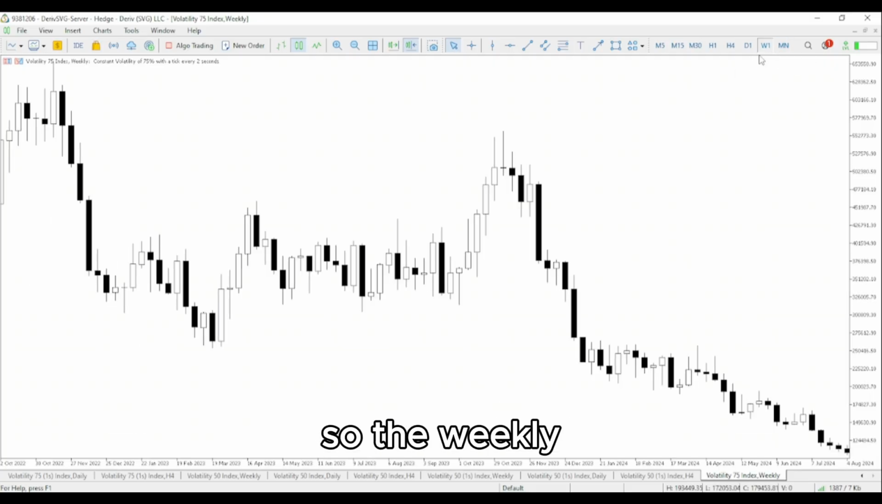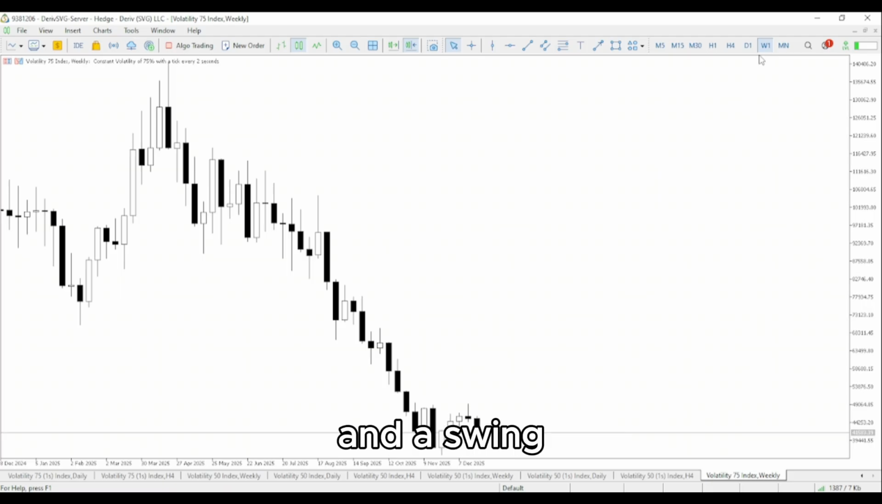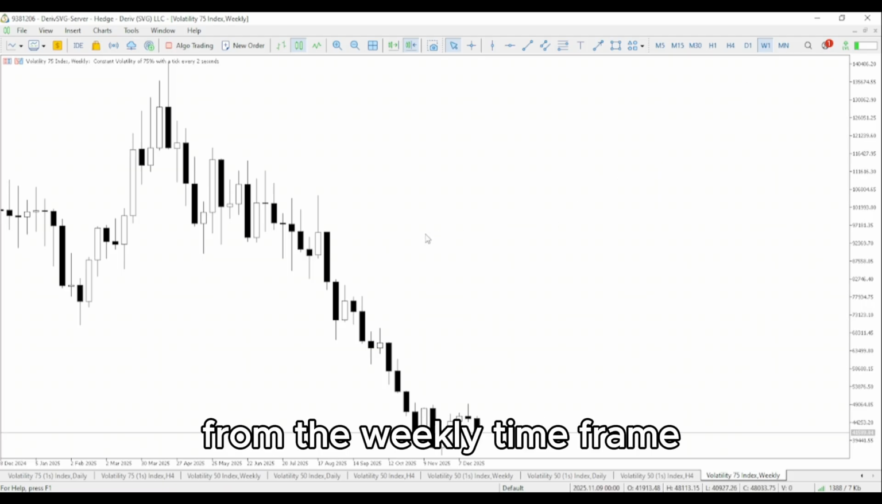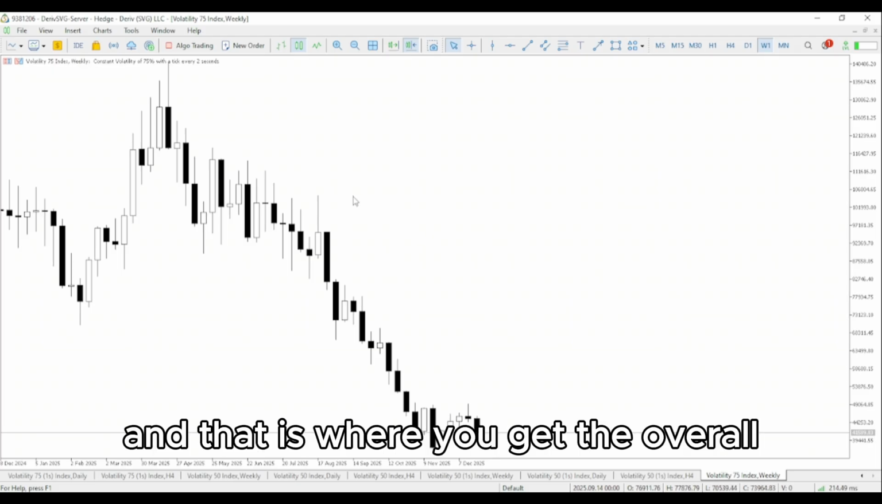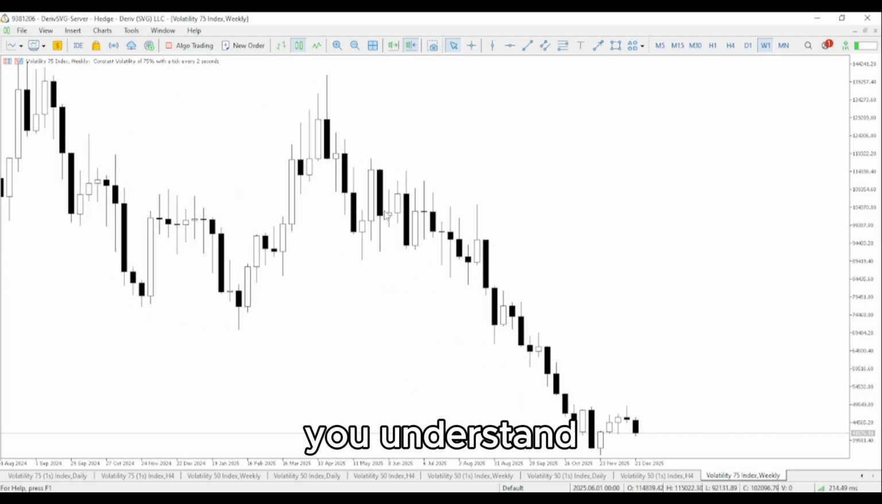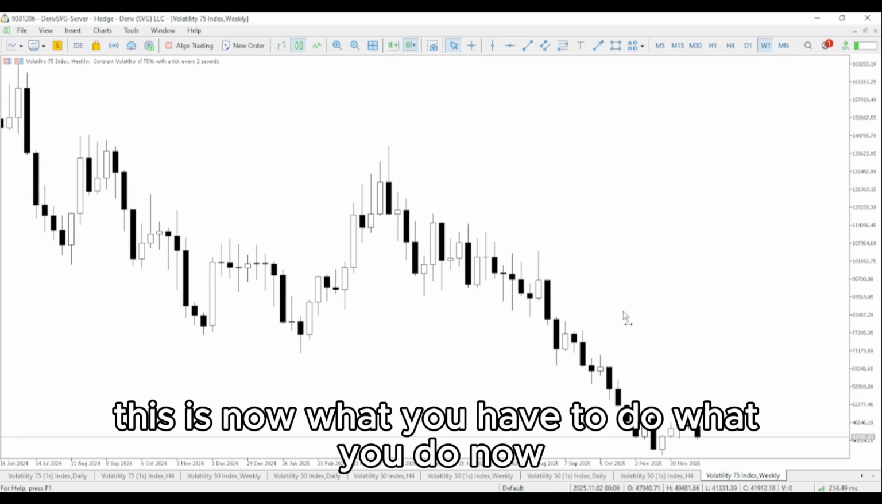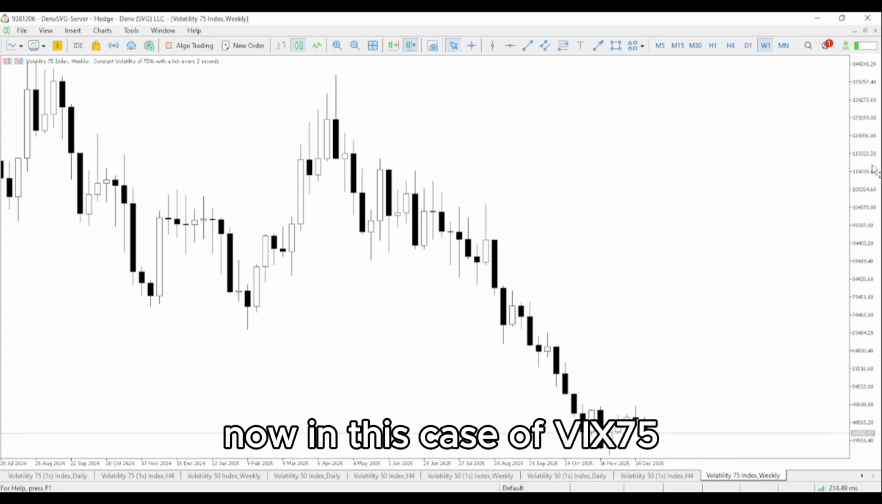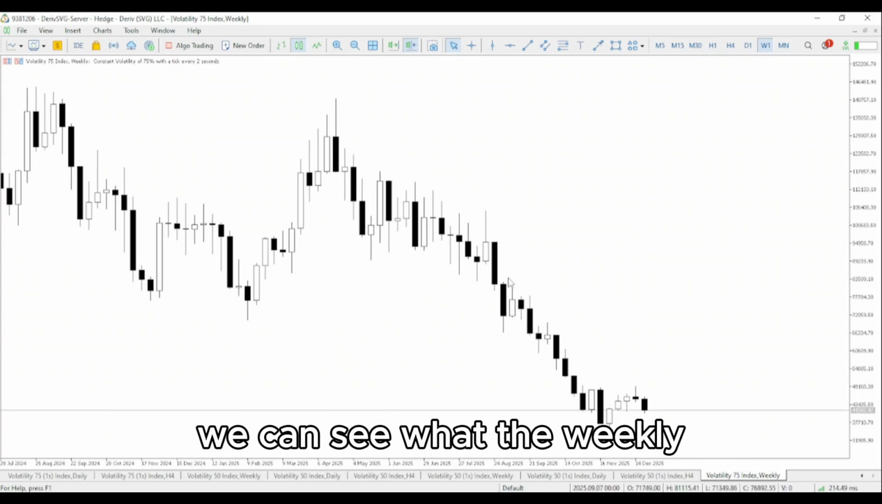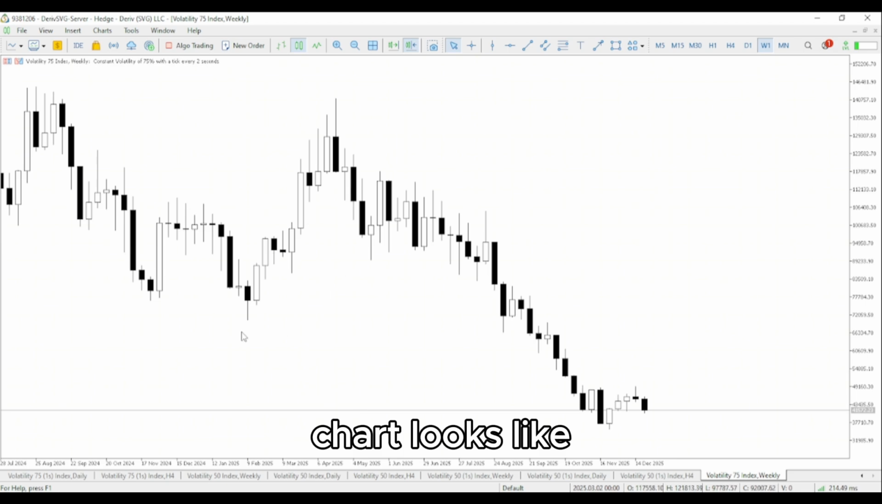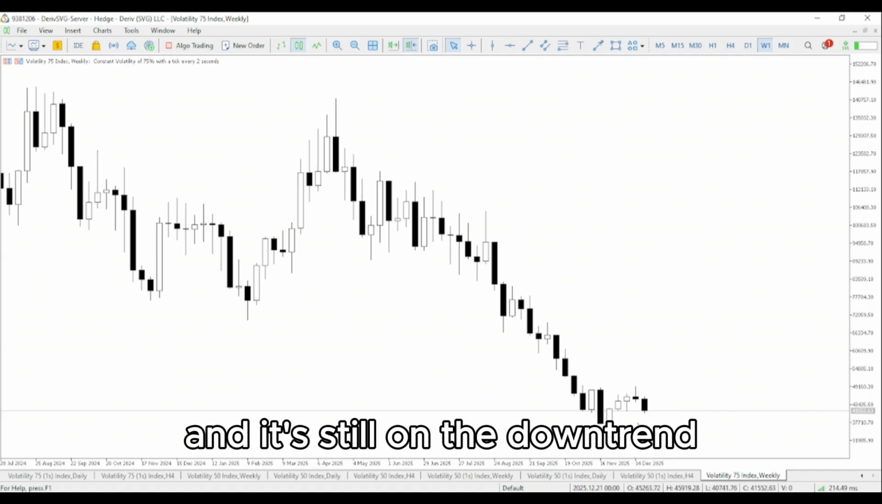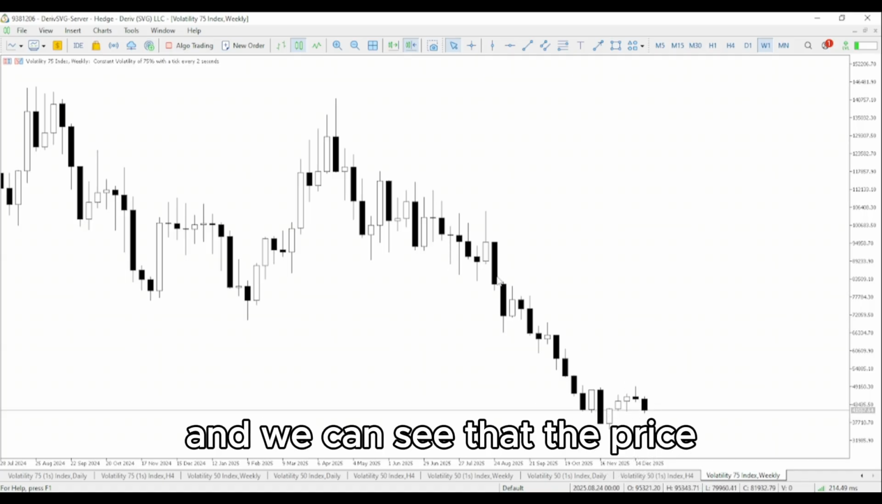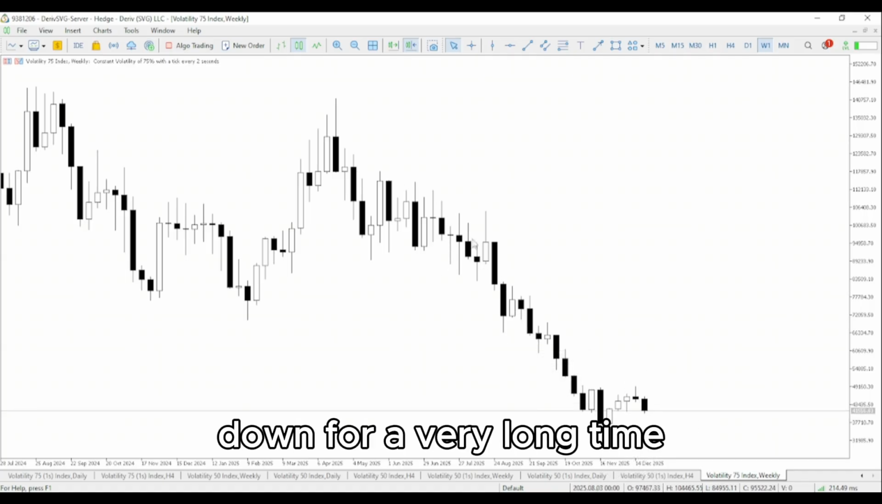So the weekly time frame now, because we are day traders and swing traders, we ought to look first from the weekly time frame. That is where you get the overall trend. In this case of the VIX75 index, we can see what the weekly chart looks like. You can see that the weekly chart has been on a strong downtrend and is still on the downtrend. The price has been moving down for a very long time.